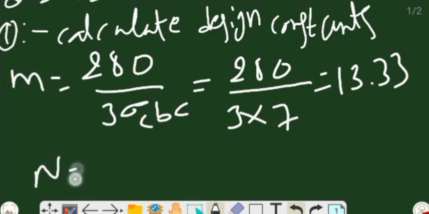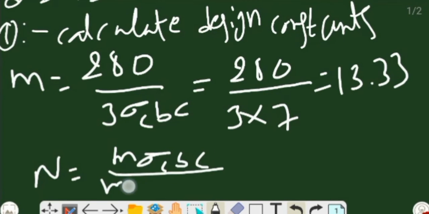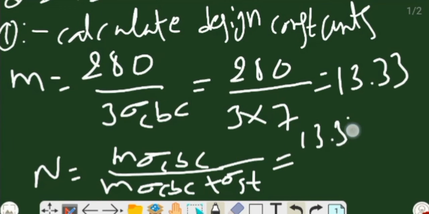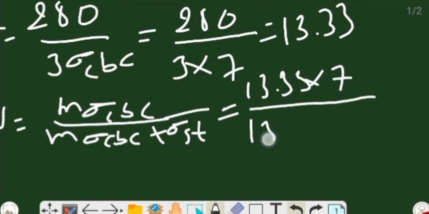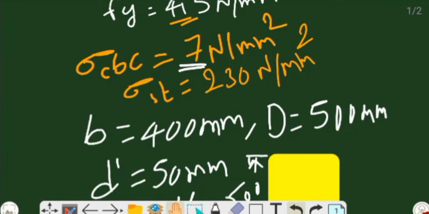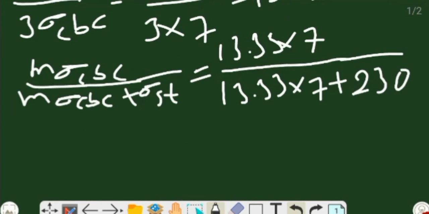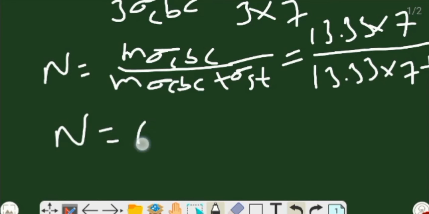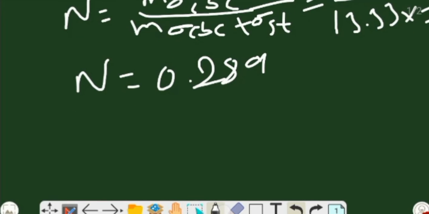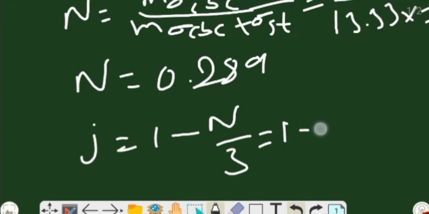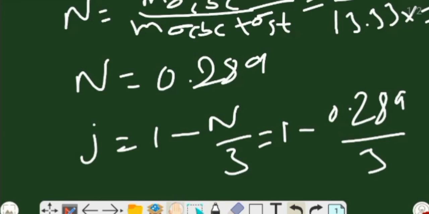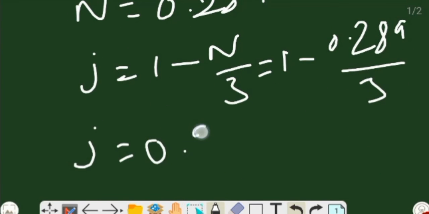Next design constant is neutral axis depth factor, n equal to m sigma cbc by m sigma cbc plus sigma st, equal to 13.33 into 7 by 13.33 into 7 plus sigma st, which is 230 Newton per mm square. Then we get the neutral axis depth factor equal to 0.289. Next constant is lever arm factor, j equal to 1 minus n by 3, 1 minus 0.289 by 3. j equal to, we get 0.904.